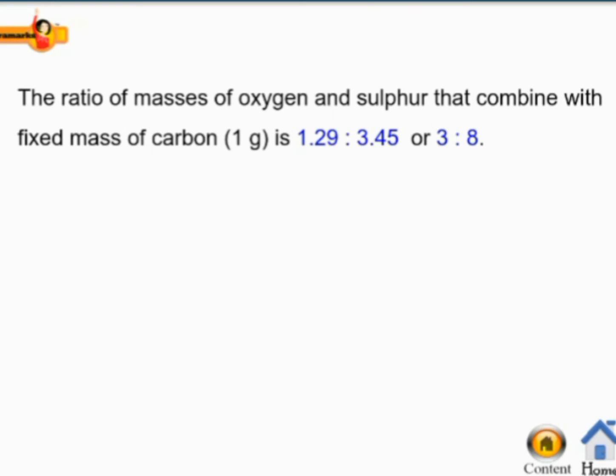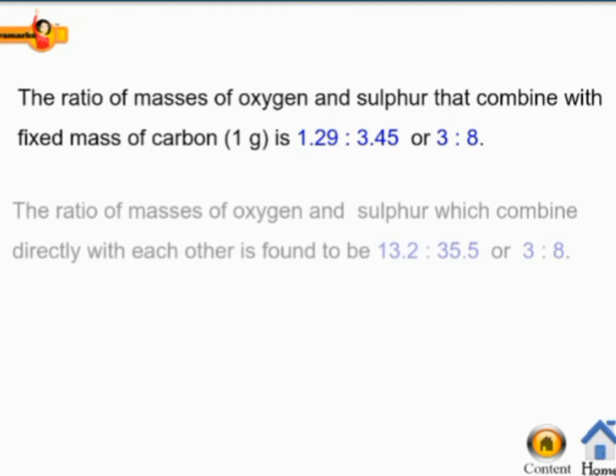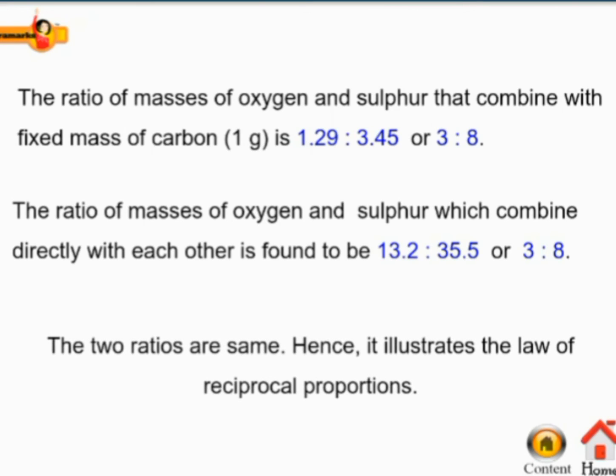The ratio of masses of oxygen and sulfur that combine with a fixed mass of carbon, that is 1 gram, is 3:8. The ratio of masses of oxygen and sulfur which combine directly with each other is found to be 3:8. The two ratios are the same, hence it illustrates the law of reciprocal proportions.